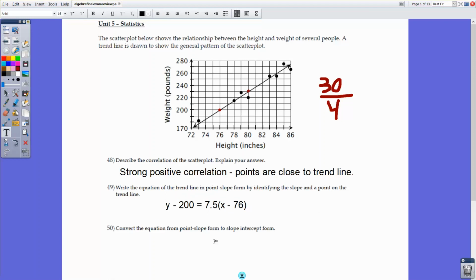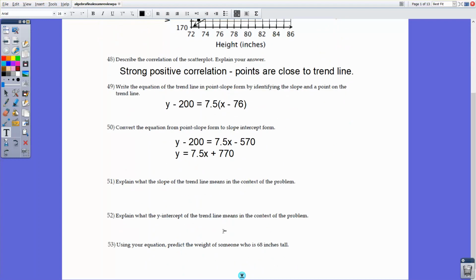Next, they would like us to convert it to slope-intercept form, so let's do that. If we distribute 7.5 on the right side, y minus 200 would equal 7.5x minus 76 times 7.5. That I'm doing on a calculator right now, 570. And then if I add 200 to both sides, y would equal 7.5x plus 770. That would be our equation in slope-intercept form.